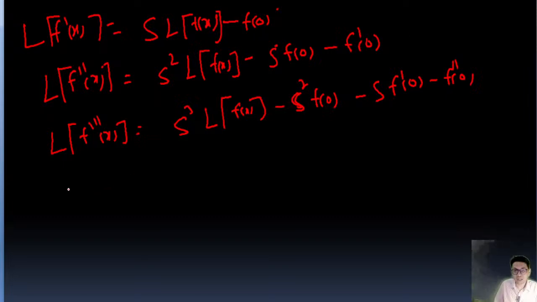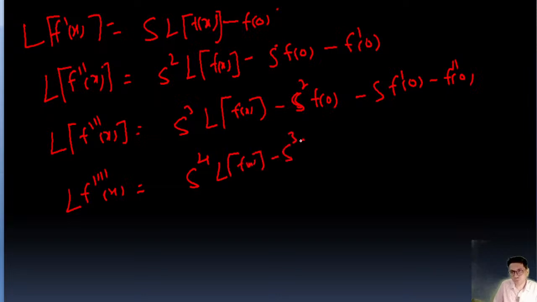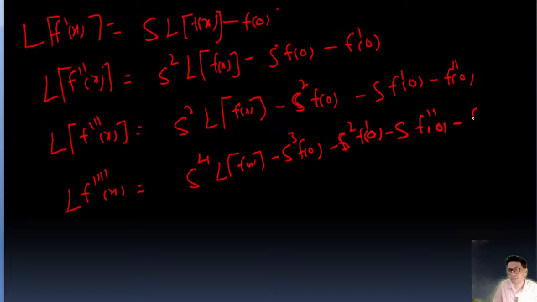Similarly, the Laplace transform of f four times x is going to be s to the power 4 times the Laplace transform of f(x) minus s cube f(0) minus s square f dash 0, my apology, minus s square f dash 0, minus s f double dash 0 minus f triple dash 0.